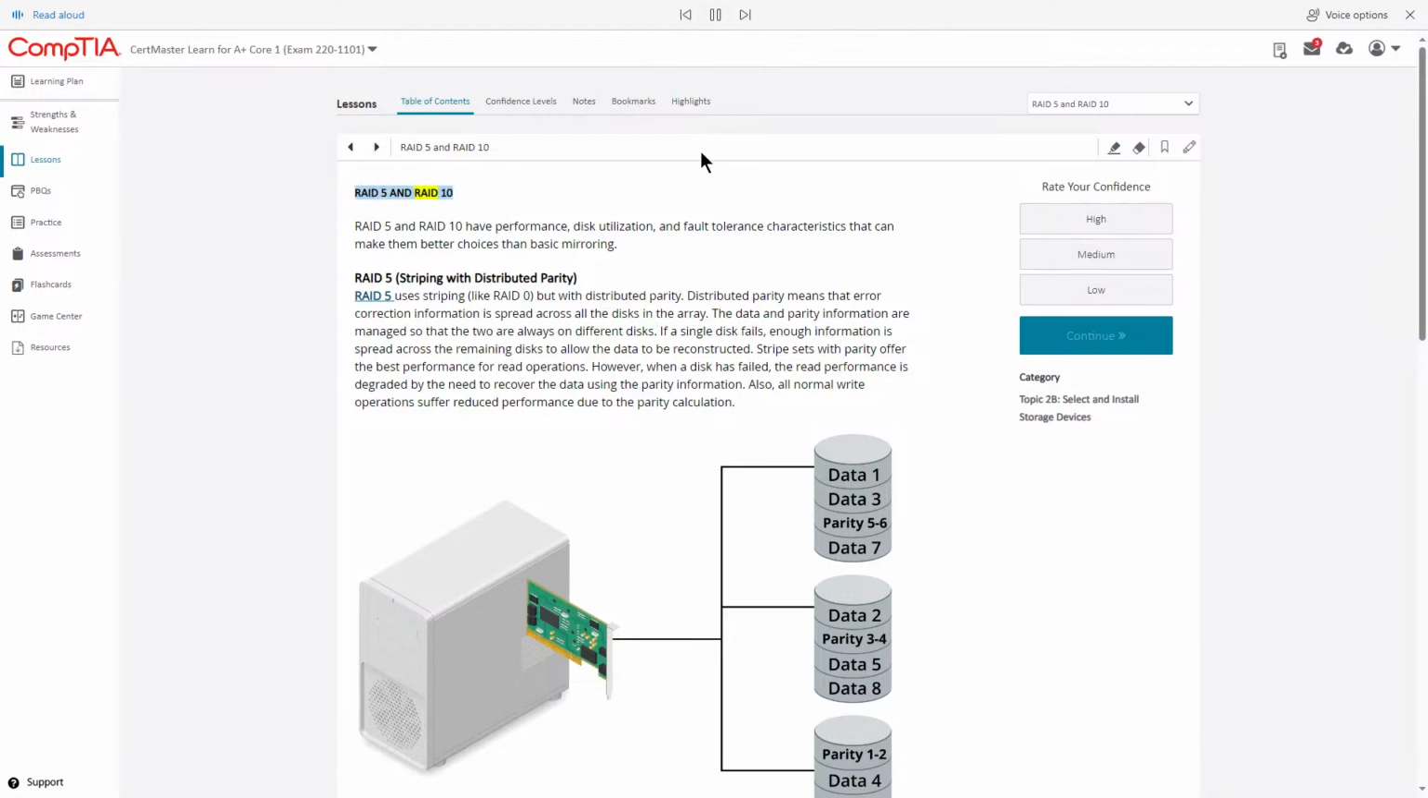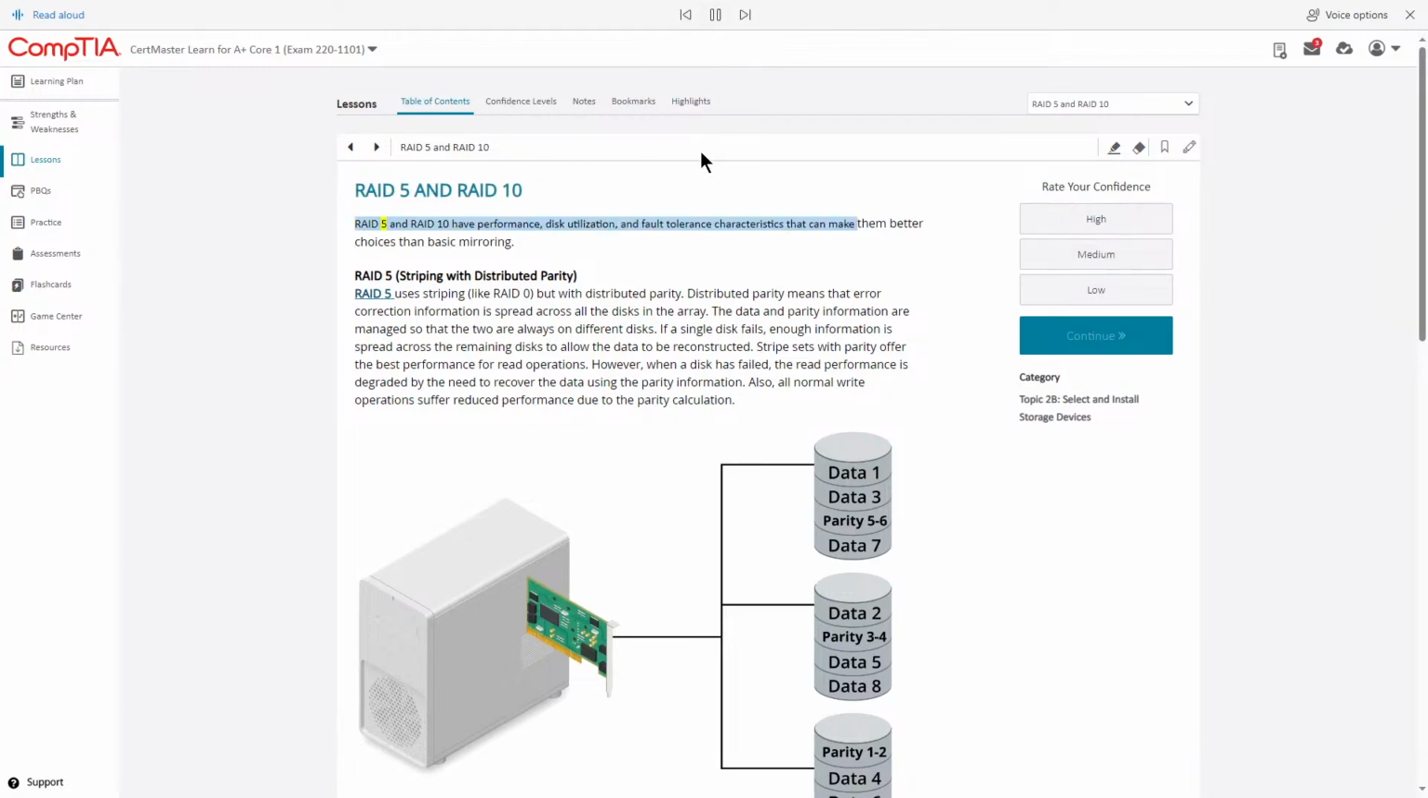RAID 5 and RAID 10. RAID 5 and RAID 10 have performance, disk utilization, and fault tolerance characteristics that can make them better choices than basic mirroring. RAID 5, striping with distributed parity. RAID 5 uses striping, like RAID 0, but with distributed parity. Distributed parity means that error correction information is spread across all the disks in the array. The data and parity information are managed so that the two are always on different disks.